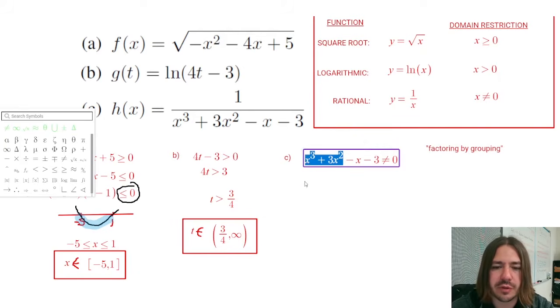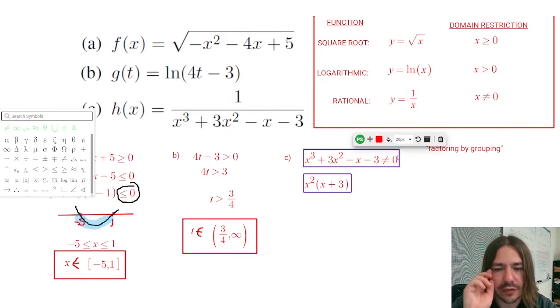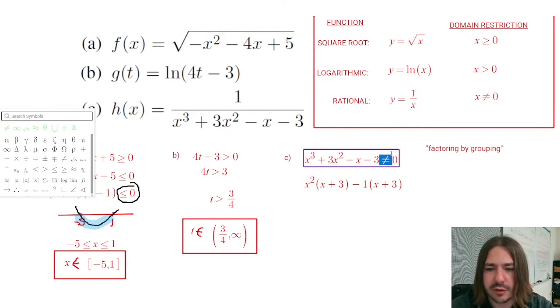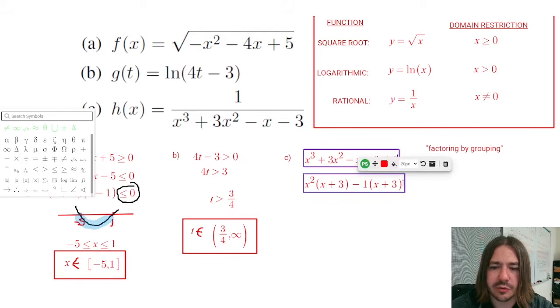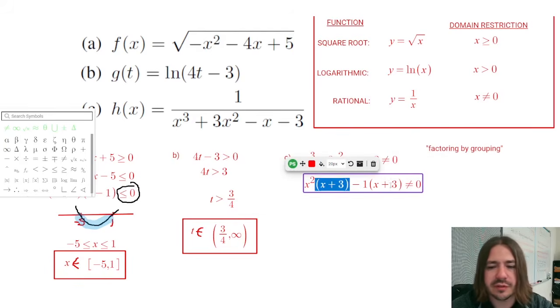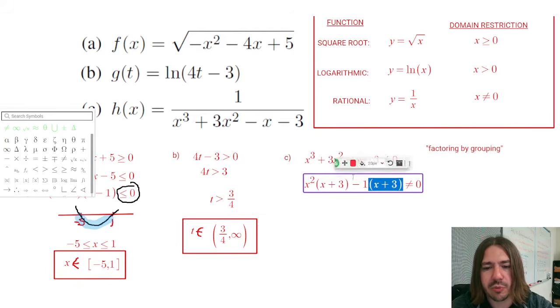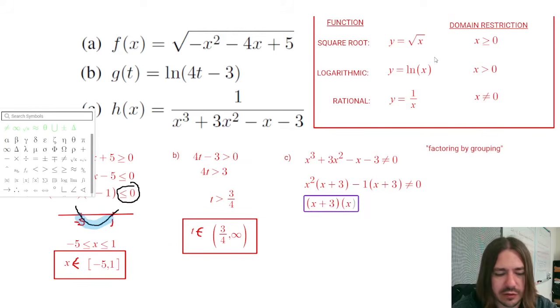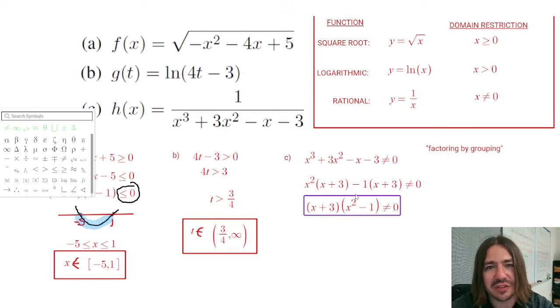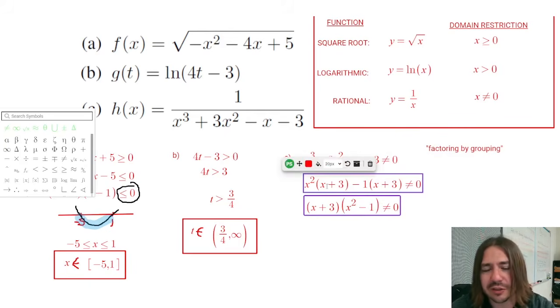So the first group, I can factor out an x squared. And in the second group, I can factor out a negative 1. So you can see now that the 2 binomials in the parentheses both have x plus 3. So essentially what we're going to do is factor this out kind of like it's a GCF, leaving us with x squared minus 1. We're going to set each one of these equal to 0 and then solve and then take those out of the domain.